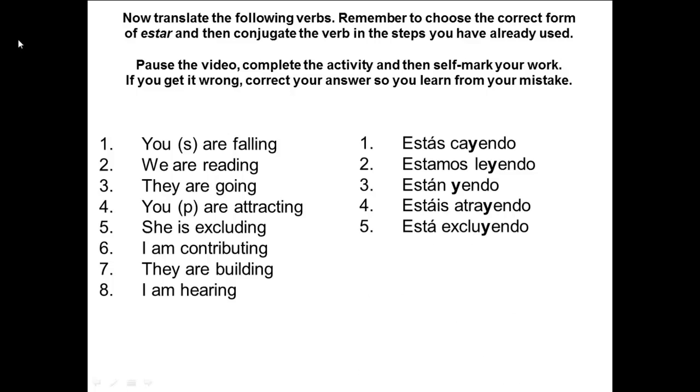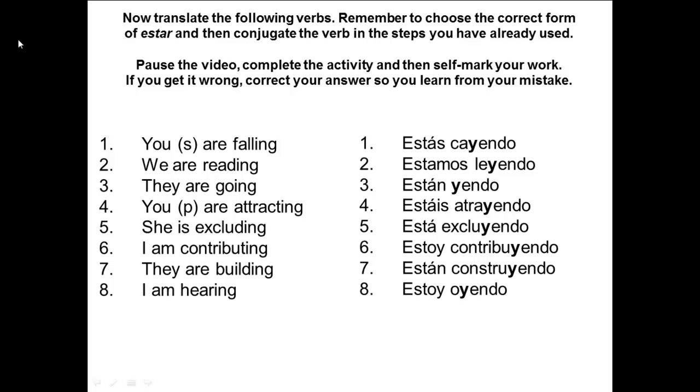Número 6. I am contributing. Estoy contribuyendo. Número 7. They are building. Están construyendo. Número 8. I am hearing. Estoy oyendo. How did you get on? Just remember to correct any mistakes you've made before you carry on, so you can learn from your mistakes.